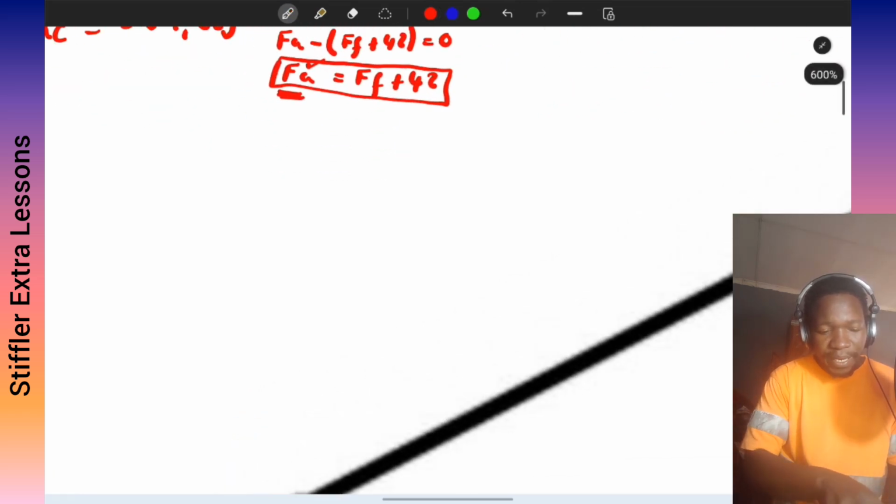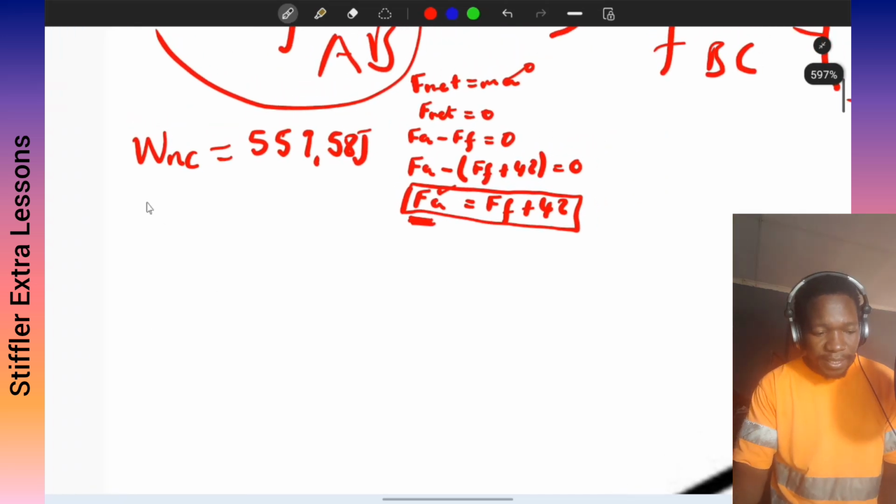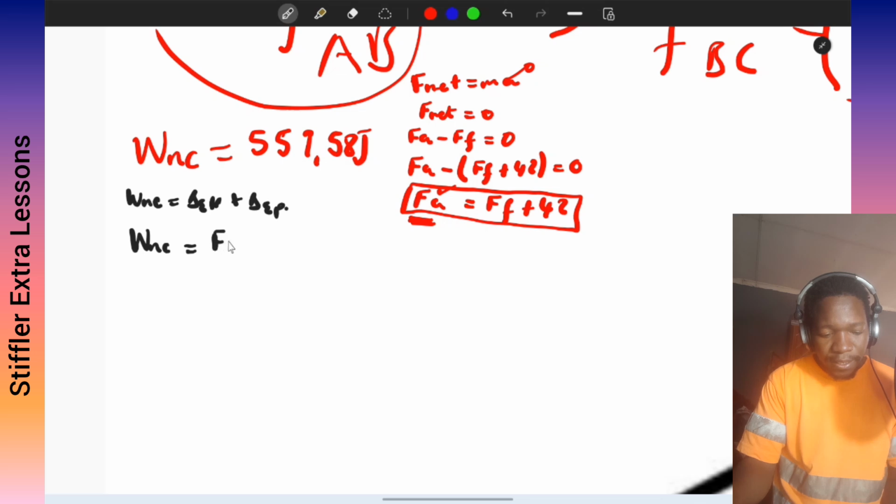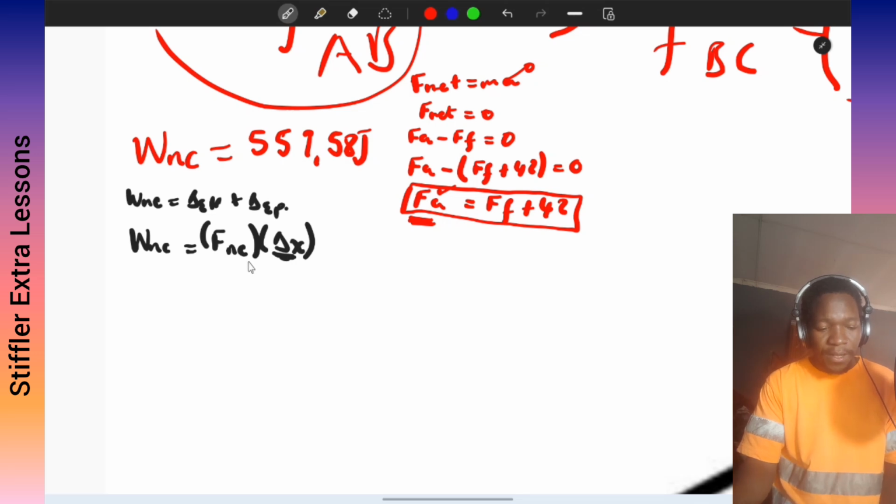So what is the work done by non-conservative force? Previously we used that work done by non-conservative force is equal to change in EK plus change in EP. But you also know that work done by non-conservative force can be called the force done by the non-conservative forces multiplied by the displacement. So this displacement means point A to point B. So now what can we do? We can substitute.